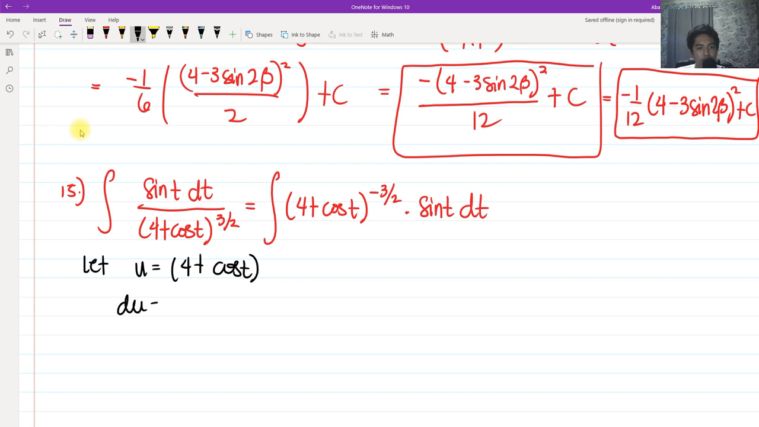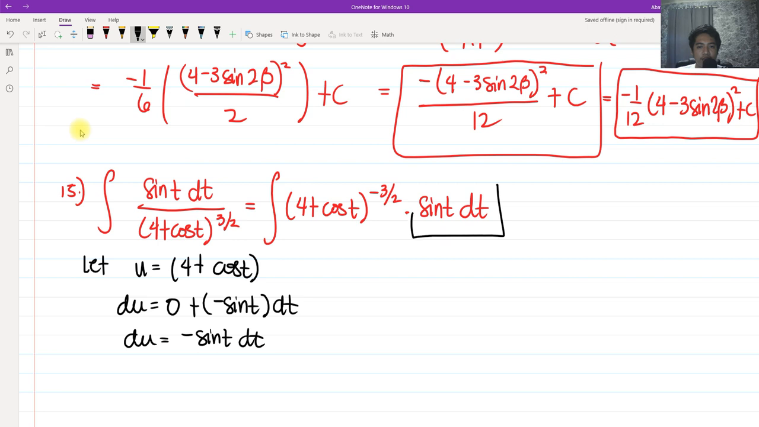So we have du as 0. Derivative of cosine is negative sine. So we have negative sine t, then we have dt. So we have du equals negative sine t dt. Why do we do that? Because we have sine t dt here.